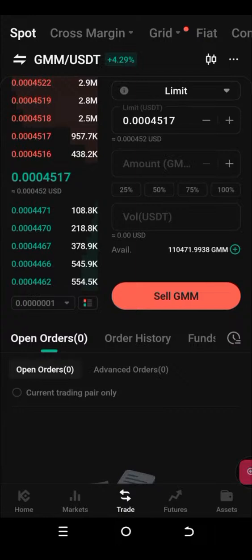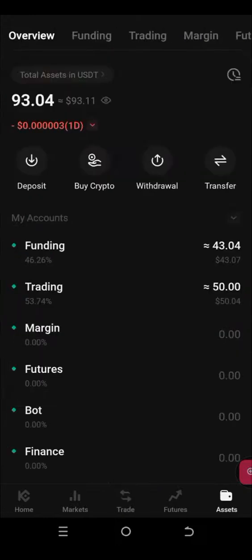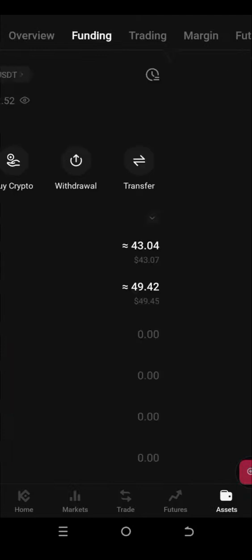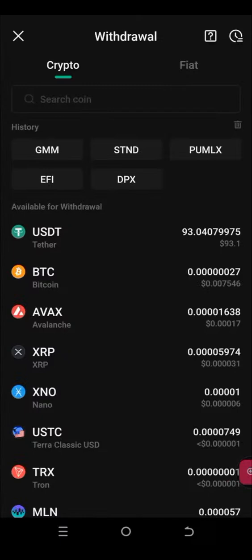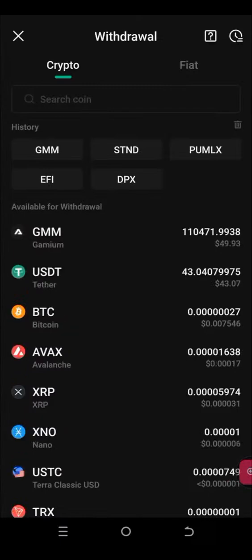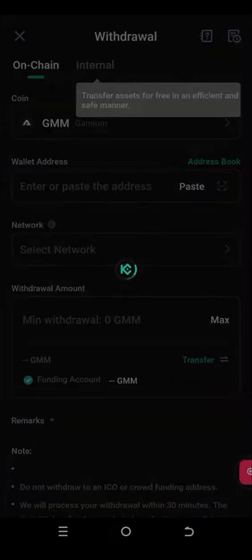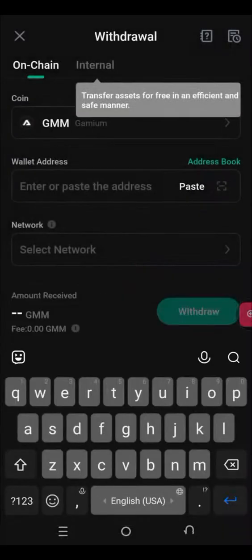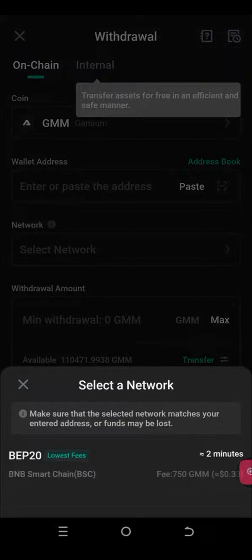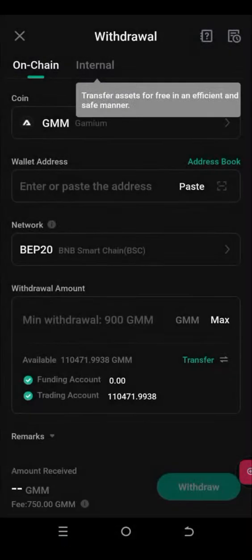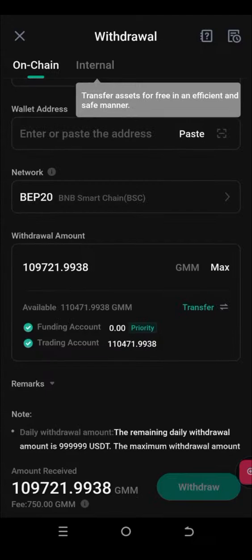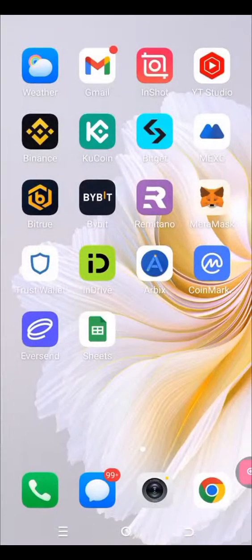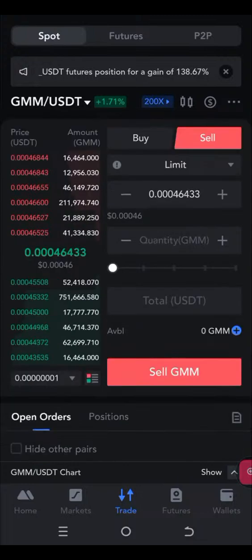Okay, so we're going to quickly send this over to Mexi. So let's go and get all the details we need. So we're just going to go over there to our funding and then we'll just withdraw. Okay, so what we have now is that we're going to withdraw GMM. Okay, so we're withdrawing, selecting the network, which is what? BEP20. Okay, and the max. Good, so it has already withdrawn its amount, its own fee. So let's go over and put in all the other details. So we're going to go over to Mexi and take every single thing.